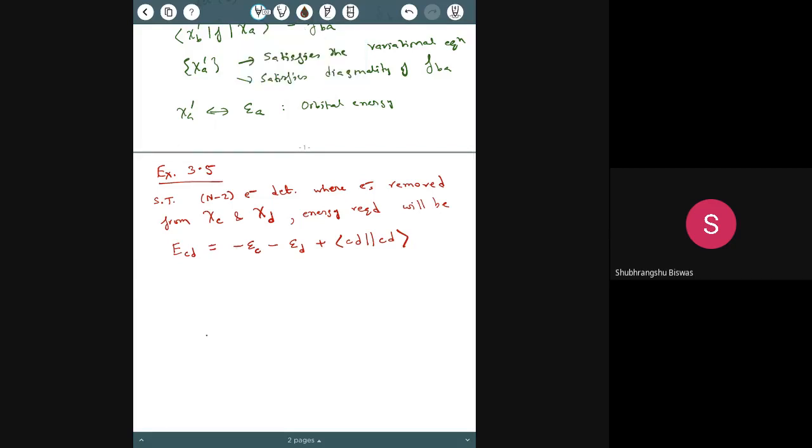So let's denote the two determinants as N psi. This is the original determinant, and then you have N minus 2 psi CD. So this is notation for the fact that two electrons have been removed, one from C and one from D. Okay, and E_CD is the energy required to remove the two electrons. So that is the energy of the final state then.